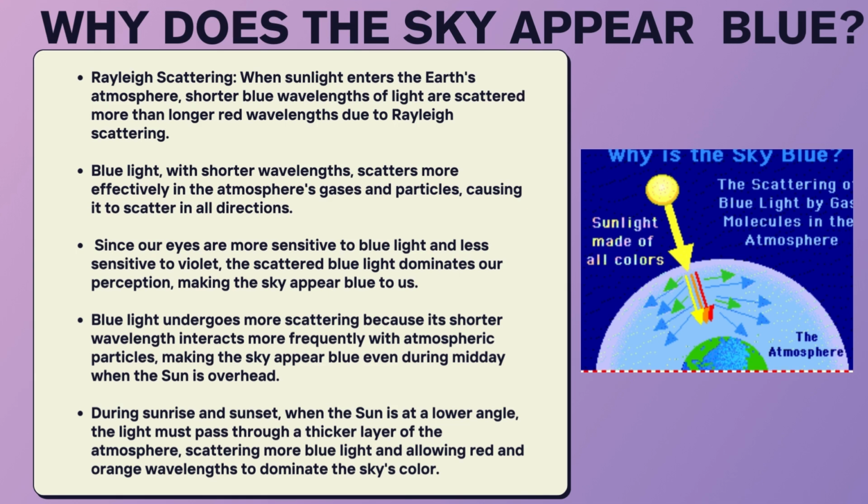During sunrise and sunset, the sun's light passes through a larger thickness of the atmosphere. This scatters shorter wavelengths out of the direct path to our eyes, allowing the longer wavelengths, reds and oranges, to dominate, creating beautiful sunrises and sunsets.